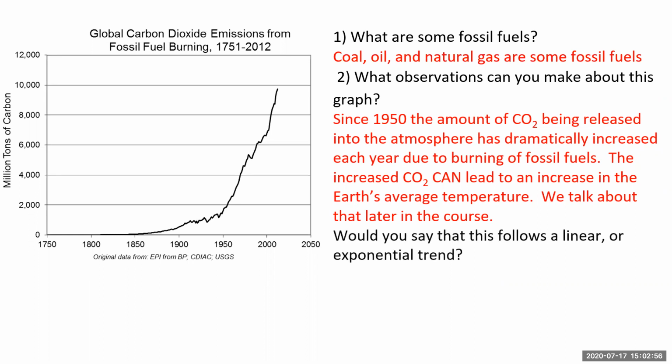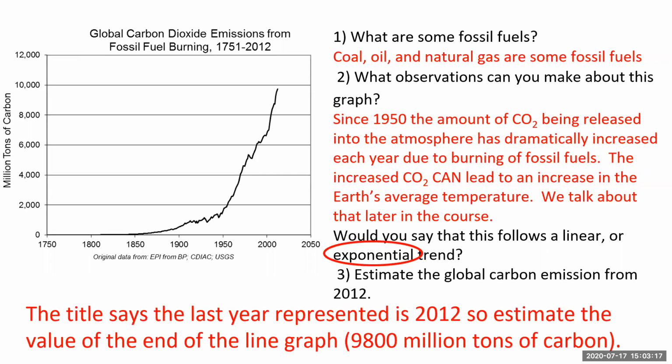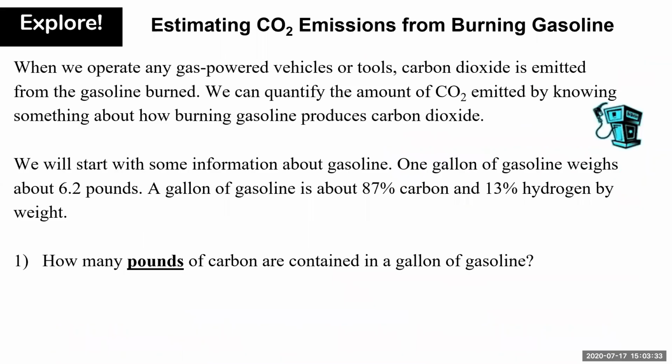Now, would you say that this follows a linear or exponential? Look at it, all right? And this has something to do with section number 8. So this really has an exponential growth, right? Now, estimate the global carbon emission from 2012. So the last year represented is 2012, so the estimated value at the end of the graph is about 9,800 million tons of CO2. That's a lot, right? So it keeps growing.